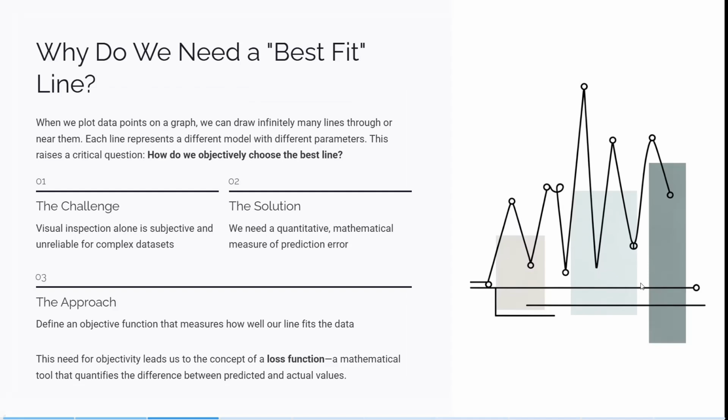So now, why do we need a best fit line? For this, imagine you plot your data points on a graph. You could draw infinitely many lines through or near them. But which one is truly the best? Relying on visual guesswork isn't reliable, especially with noisy or high dimensional data. So we need a mathematical, objective way to measure how a line fits the data. That's where the loss function comes in.